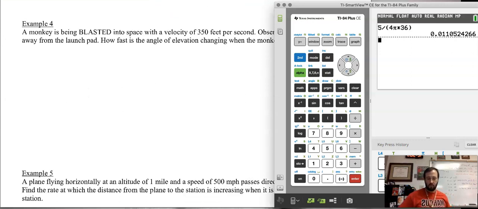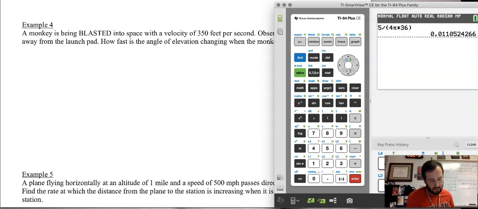Here we go. A monkey is being blasted into space with a velocity of 350 feet per second. The observers are standing 7,000 feet away from the launch pad. How fast is the angle of elevation changing when the monkey is 4,000 feet vertical?